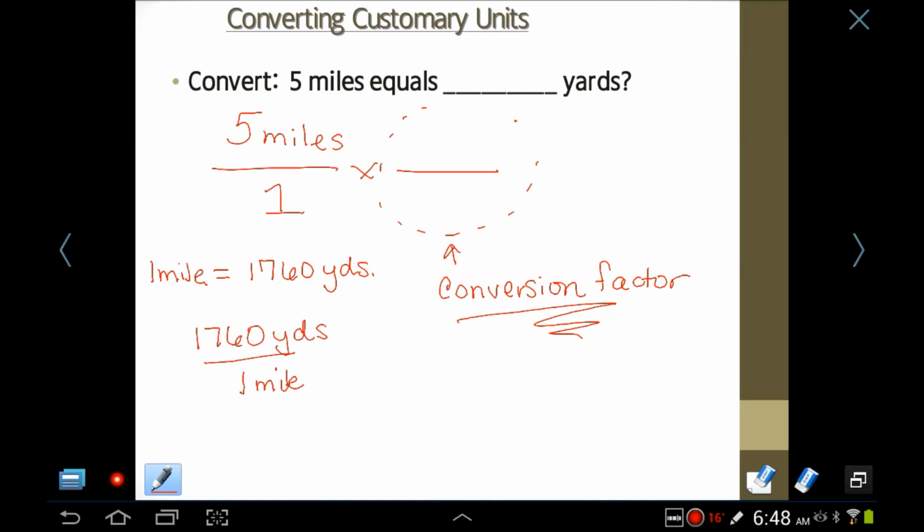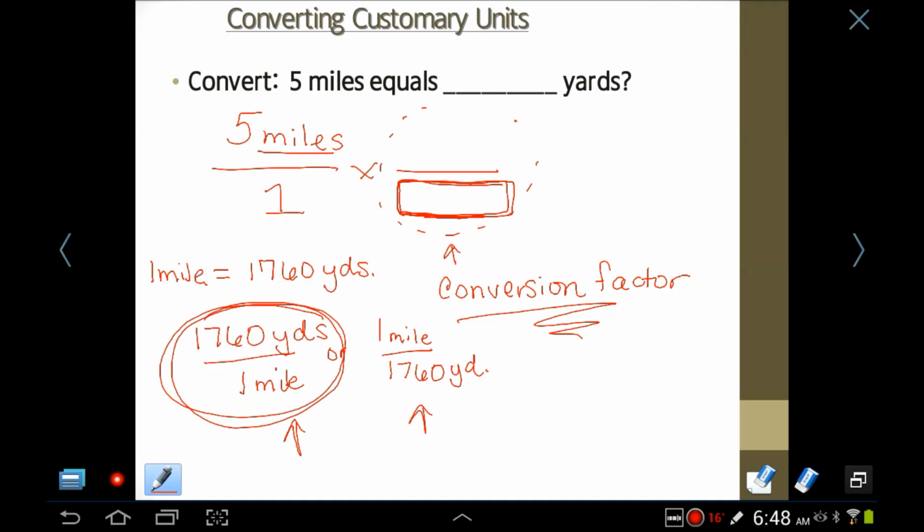So your conversion factor, when you put all that together, are you going to do 1,760 yards over 1 mile, or 1 mile over 1,760 yards? You're going to multiply by one of these two conversion factors. Only one of them will make it so that miles is diagonal in this part. So we want miles on the bottom of the fraction of the ratio. The only one that gives us that scenario is 1,760 yards over 1 mile. So we're going to multiply by this.